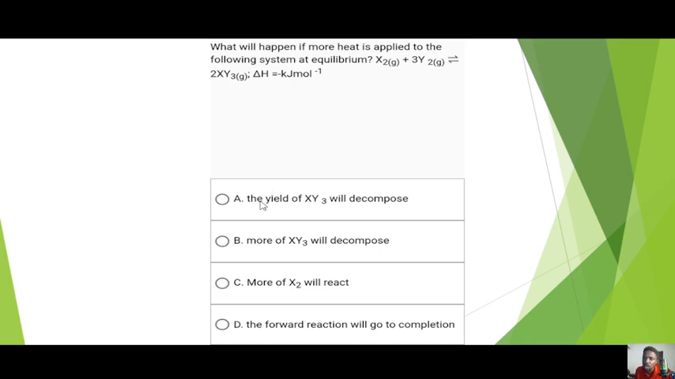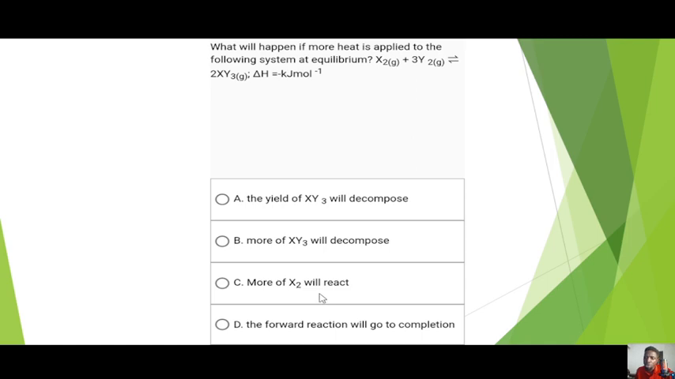Now it says the yield of XY3 will decompose. Before we choose an answer, let's go through all of them. More of XY3 will decompose. Let's still continue. More of X2 will react. And then finally, the forward reaction will go to completion. Now, option D is completely wrong because this is a reversible system and is in equilibrium, which means that it is going to continually keep going on and on.